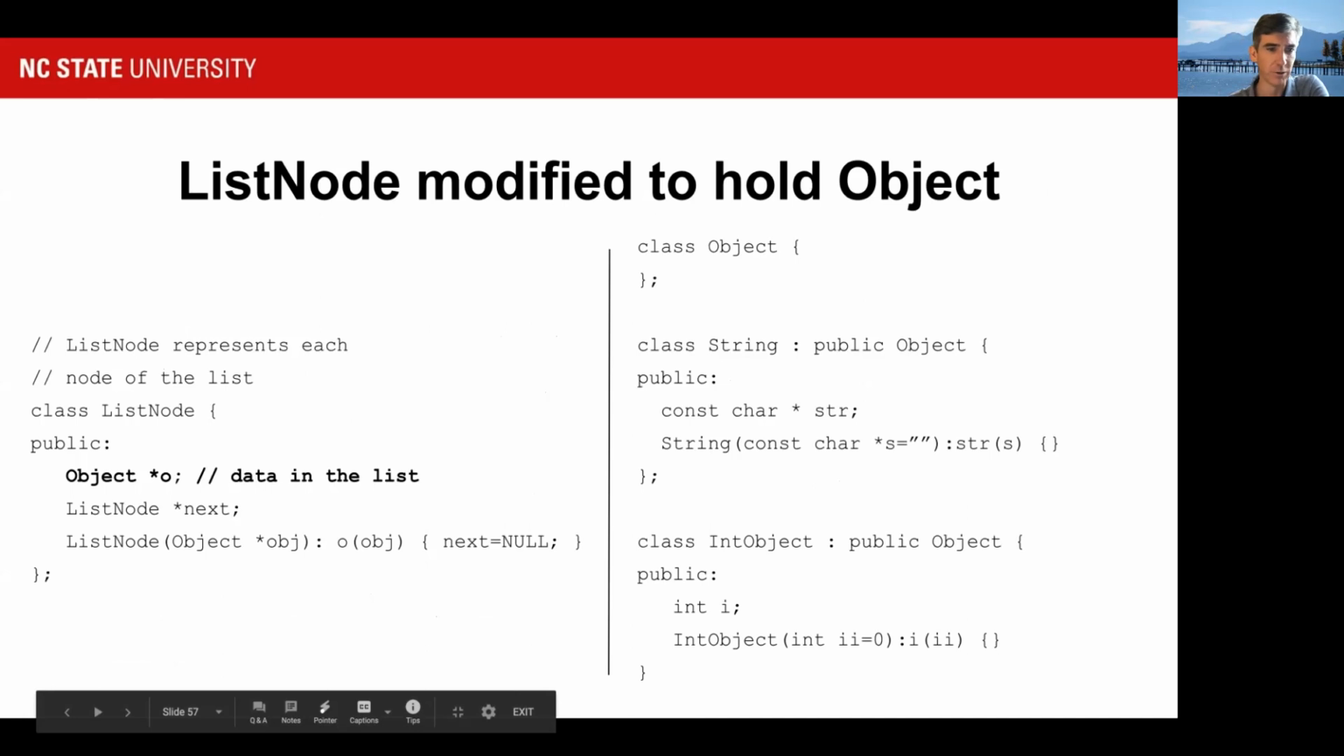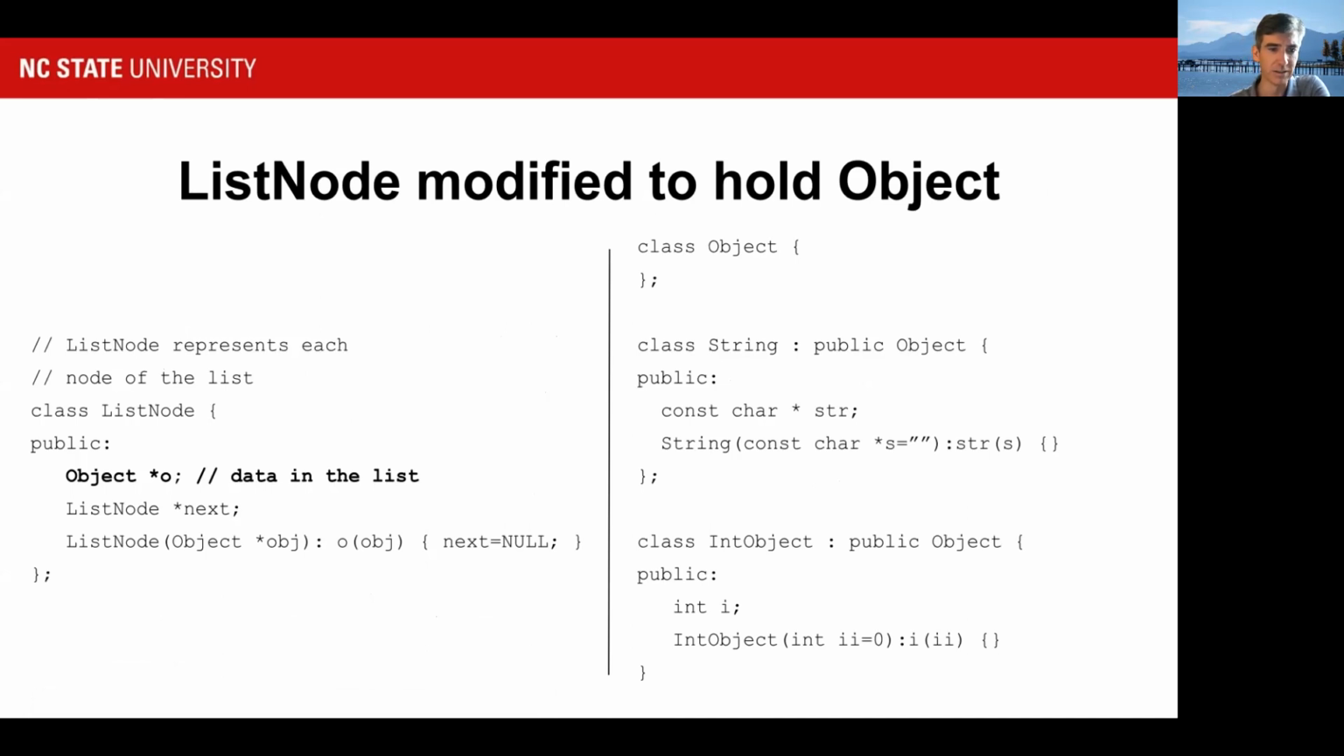Inside every list node, I have an object star, an object pointer. And then my object class is just maybe an empty object that's almost meaningless other than creating a name. So within each list node, I'm just going to have some sort of object. And then I'm going to have a string object. I call this class string. It inherits from object, and inside of it, I just have a pointer to a string.